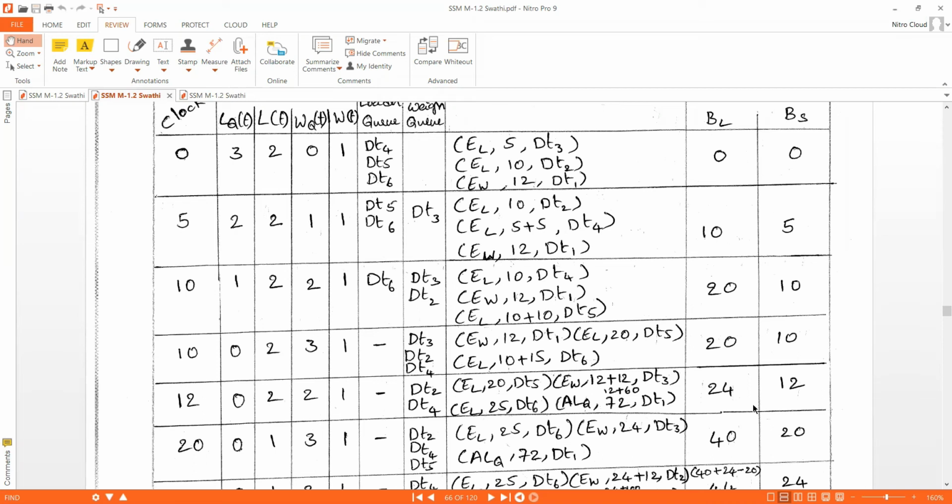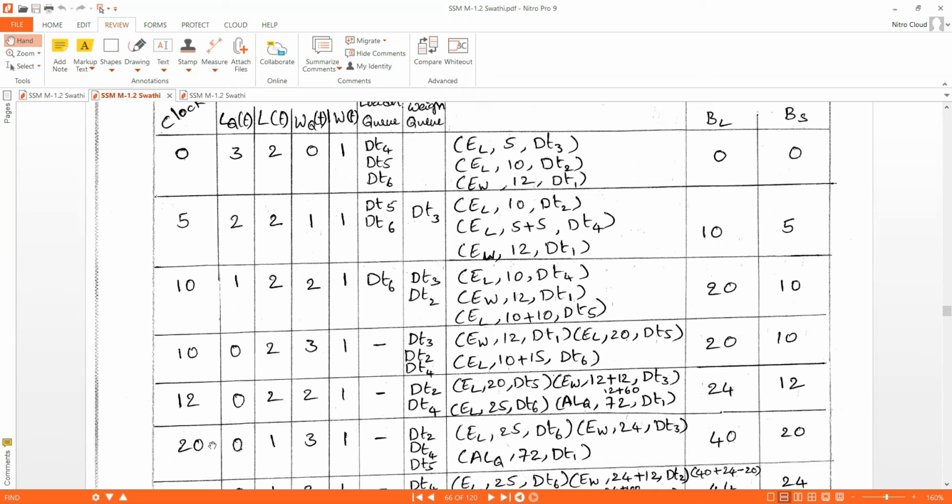And what is the busy loader time here? We have two loaders, and until simulation clock time 12 both the loaders are busy loading. So busy loading time is 12 plus 12, it is 24. And the total busy scaling time at simulation clock time 12: we have only one scale, and that scale is also busy weighing the trucks. So at simulation clock time 12, the total busy scale time also is 12.